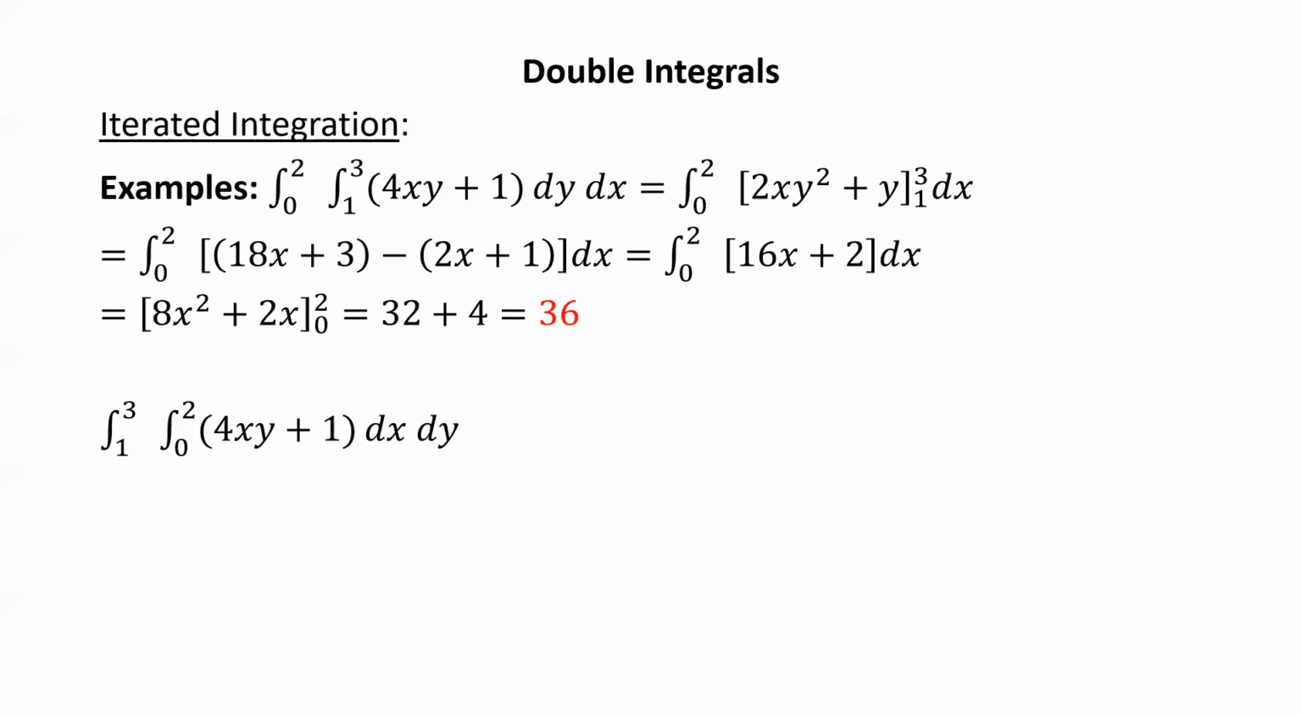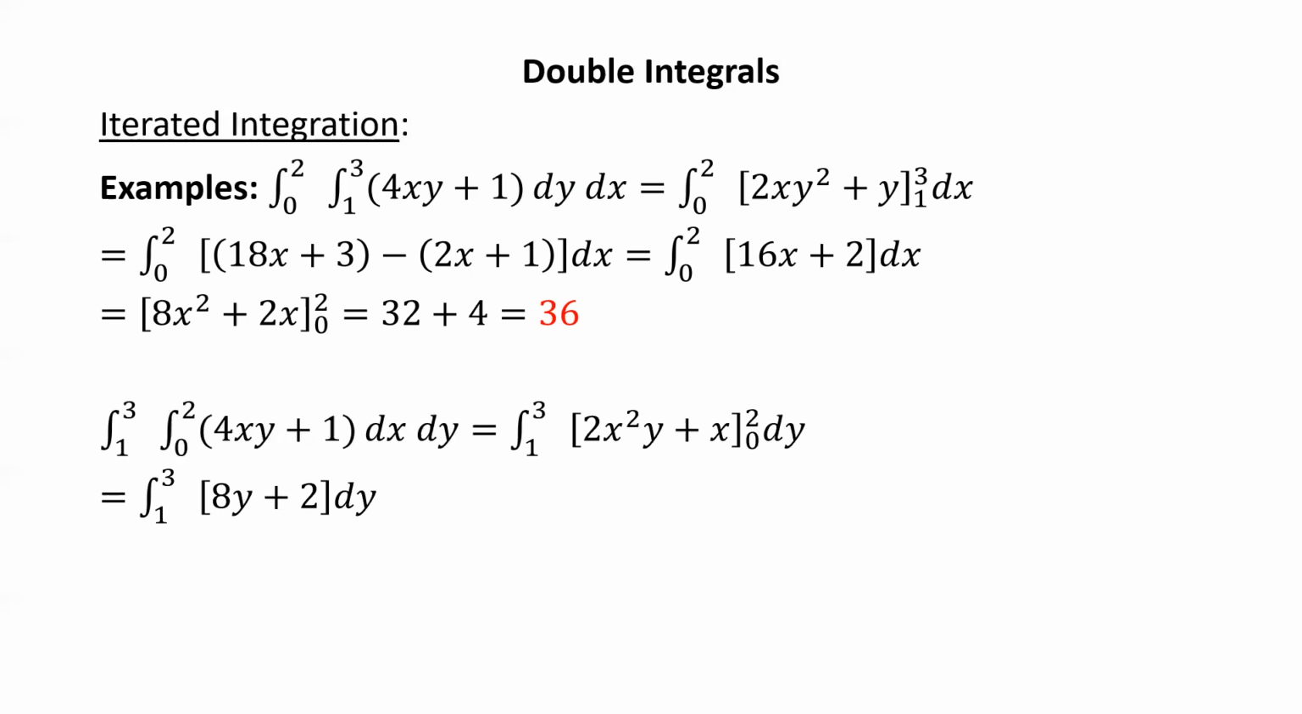So again, we're going to do the inner integral first. This time we're integrating with respect to x, and we get 4x squared y over 2, or 2x squared y plus x, from 0 to 2. When we plug in the 2, we get 2 times 4y, or 8y, plus 2. When we plug in the 0, we just get 0.